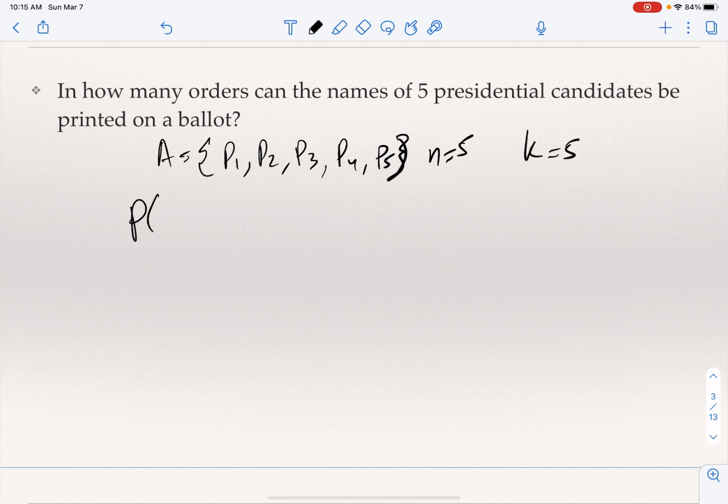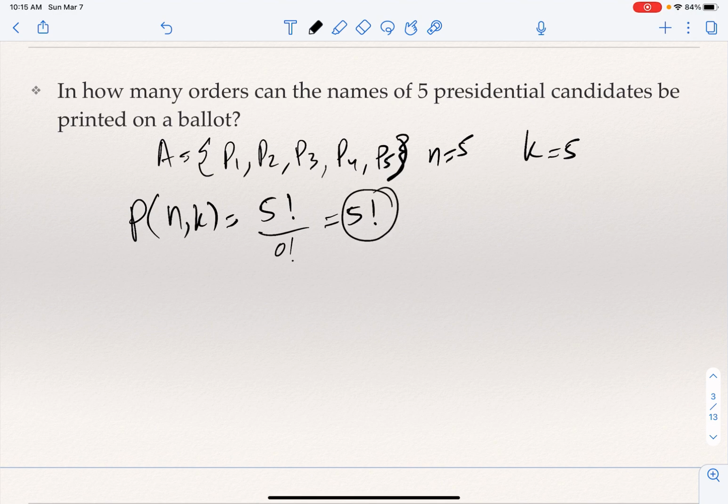Okay? So the P of n, k is 5 factorial divided by (n minus k) factorial, which is 0 factorial. 0 factorial is 1, so this is 5 factorial here, okay? And this is the number of permutations of the 5 names. It is 5 factorial, okay? So when we look at the number of n-permutations from a set with n elements, it is actually n factorial.